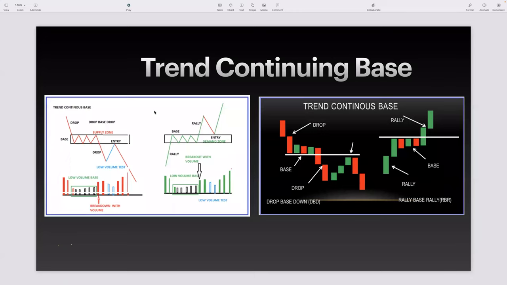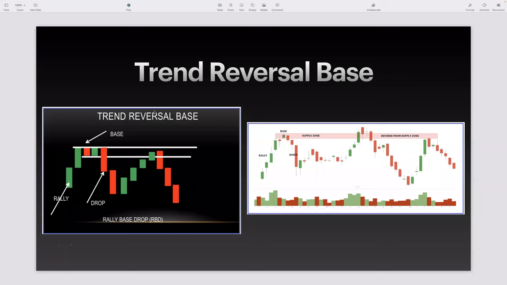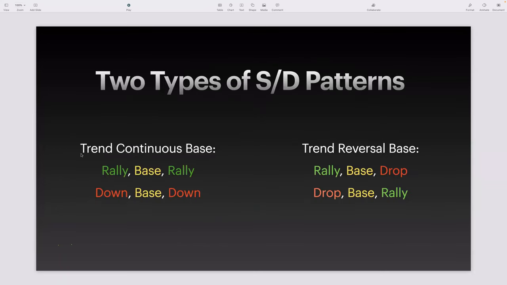Will you ever see high volume against the trend? Yes. And then that is when we will see a trend reversal base, right? If we have a trend continuation base, then we'll have a trend reversal base. Like if we have a rally base rally, then we'll also have a rally base drop, right? So great question. Seems simple, kind of too simple.